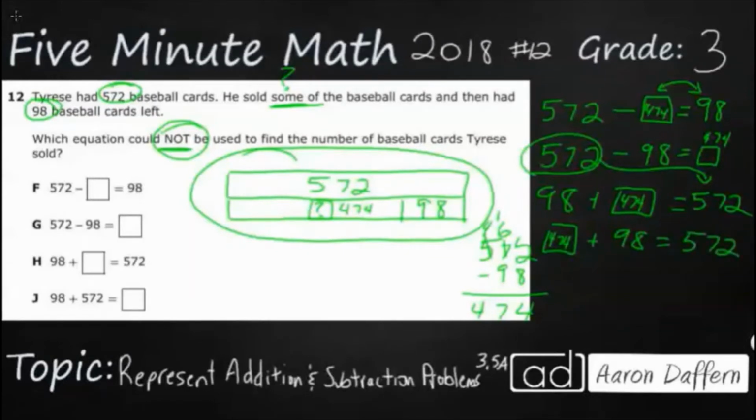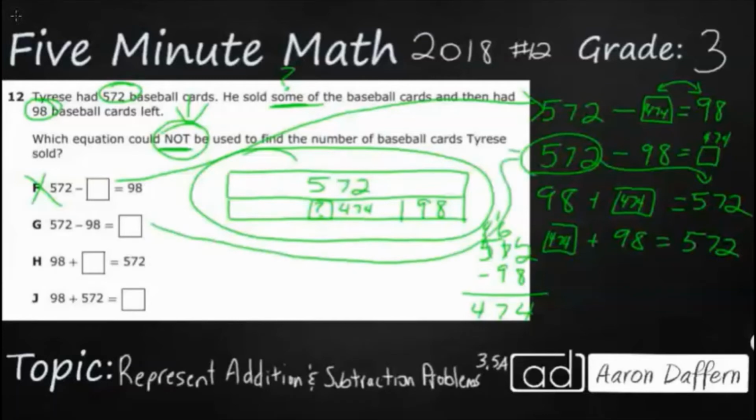This F, 572, that is our first one. So that is not the answer. Remember, we're looking for which one cannot be used. 572 minus 98. This is what we did here. So we've already nailed our first 2. So it's going to be one of these addition problems. 98 plus box is this third one.